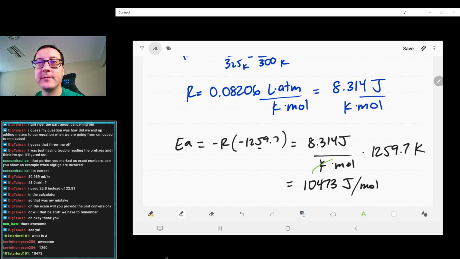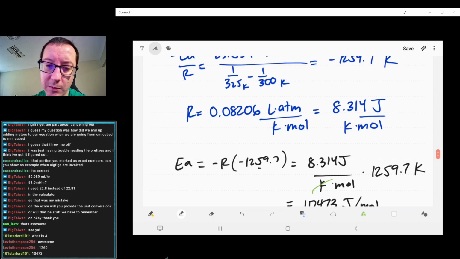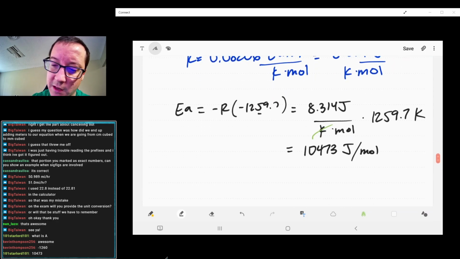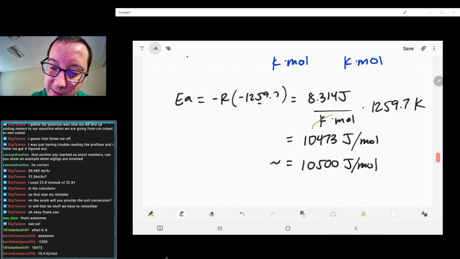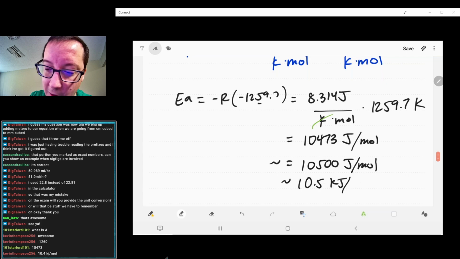We should throw in our sig figs here. It looks like we had 3 sig figs to deal with, so let's round this accordingly. We would have that answer, or we could say 10.5 kilojoules per mole. That would be the energy to do that reaction. I'm rounding up, but depending on what you had, you may need to round down.